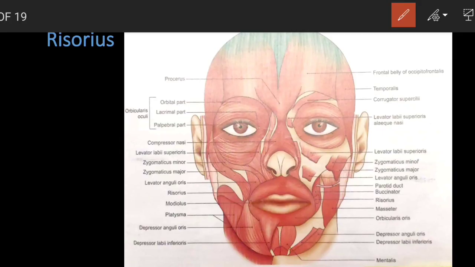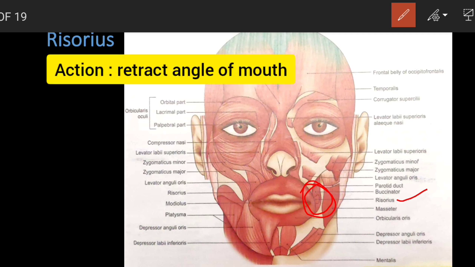Now here you can see a lot of muscles, but where we have to focus is on risorius. This is the risorius muscle over here. It originates from the fascia on the masseter muscle, and it gets inserted into the skin at the angle of the mouth, and its action is to retract the angle of the mouth.